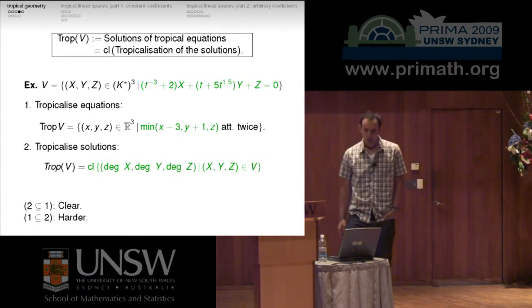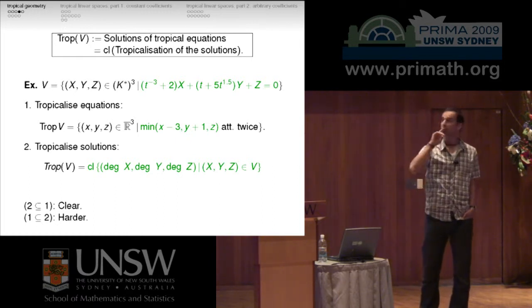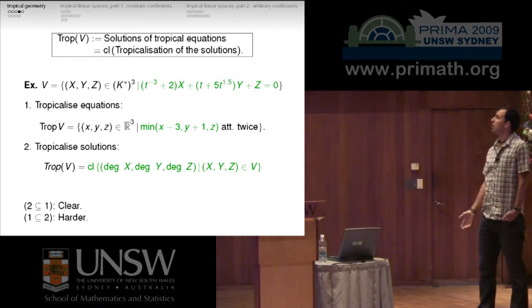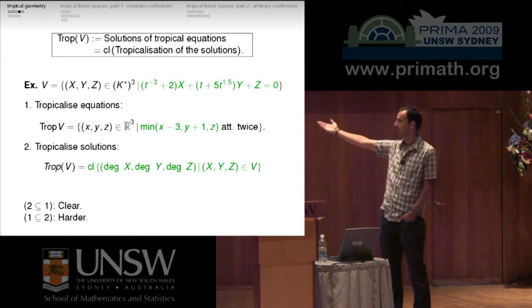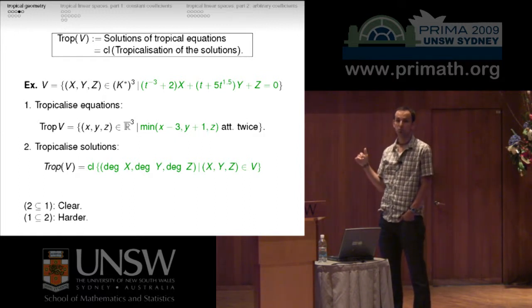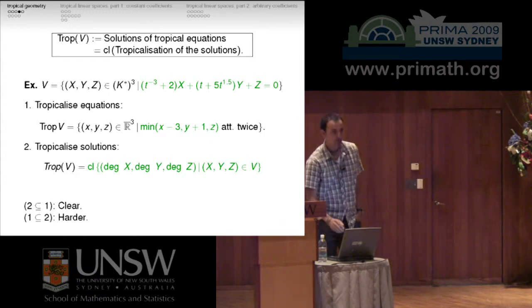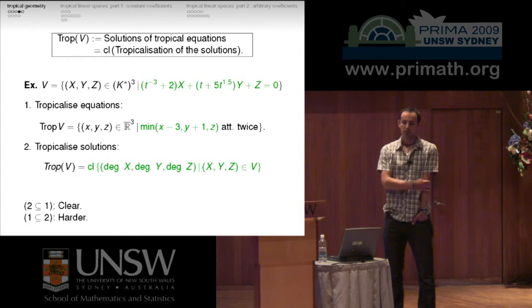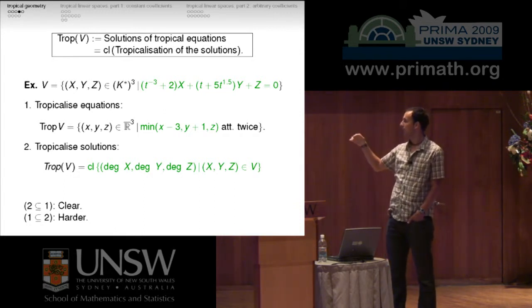Okay. So just a quick example. Here's a variety. As you can see, this is just a linear equation in x, y, and z. And when I tropicalize it, I can either tropicalize the defining equation or I can tropicalize the solutions. And what I'd like to argue very quickly is that at least one of the directions of this equality is very easy. Let's see why the second set is contained in the first set. Let's suppose that you take a point in the second set.